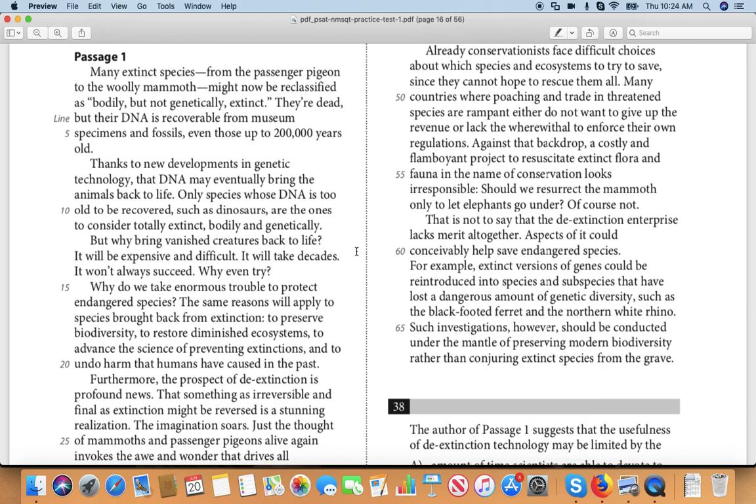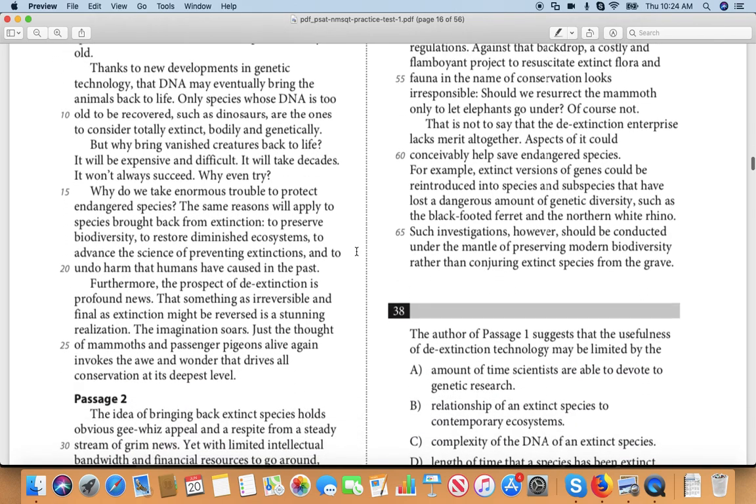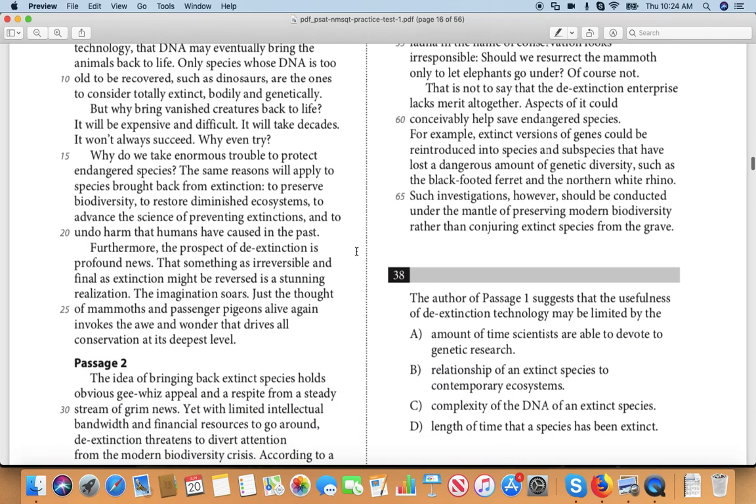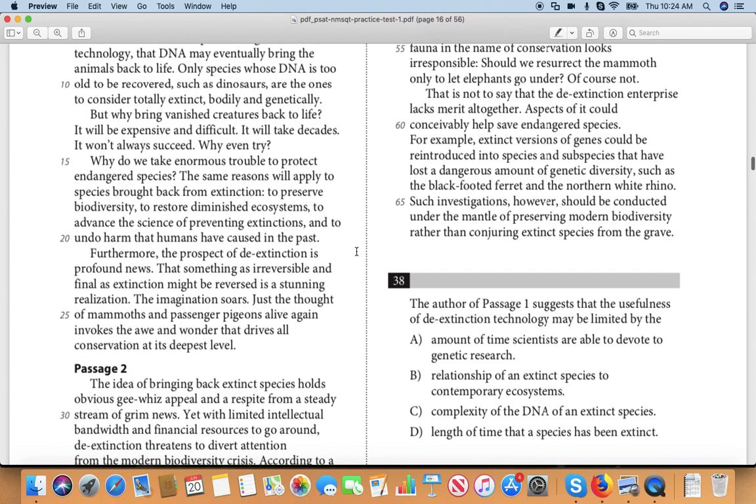Thanks to new developments in genetic technology, that DNA may eventually bring the animals back to life. Only species whose DNA is too old to be recovered, such as dinosaurs, are the ones to consider totally extinct, bodily and genetically. At least for now. Hopefully we'll bring the T-Rex back to life. It's going to be so awesome when we do it. I can't wait.